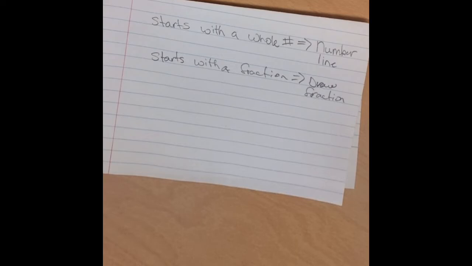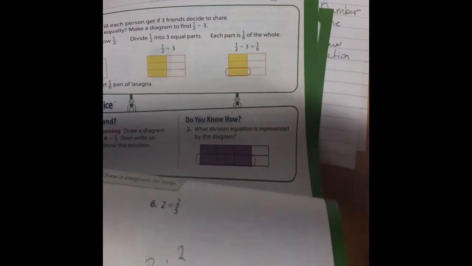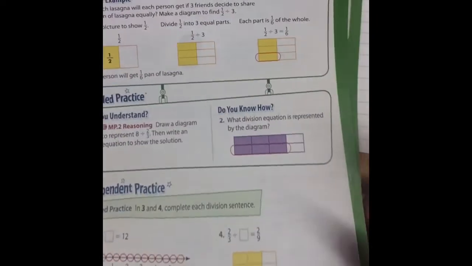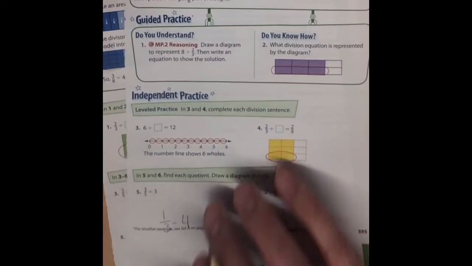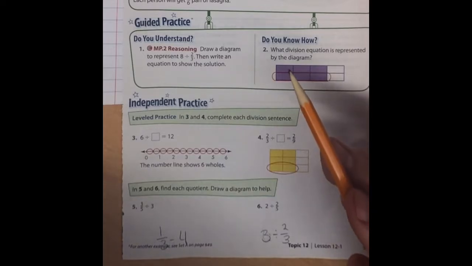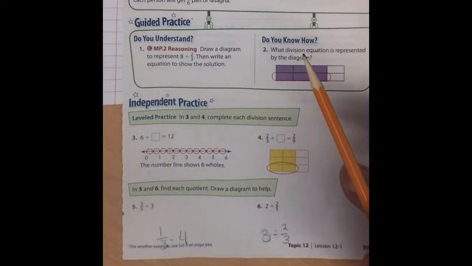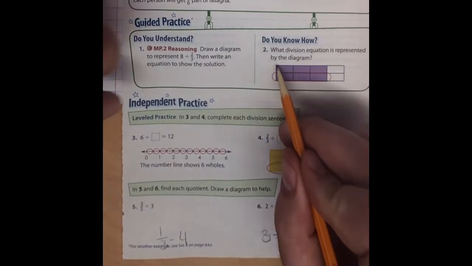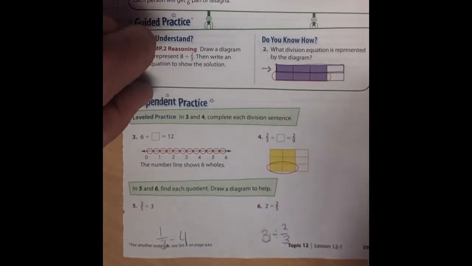Okay, so we're going to be working with page 595. Your homework is going to be 597. The first question, number 2, we'll start there. I don't want to start number 1 because it says draw 8 wholes and I'll run out of room there. A division question is represented by the diagram. Each long rectangle equals 1 whole. So this is 1 whole and this is another whole.